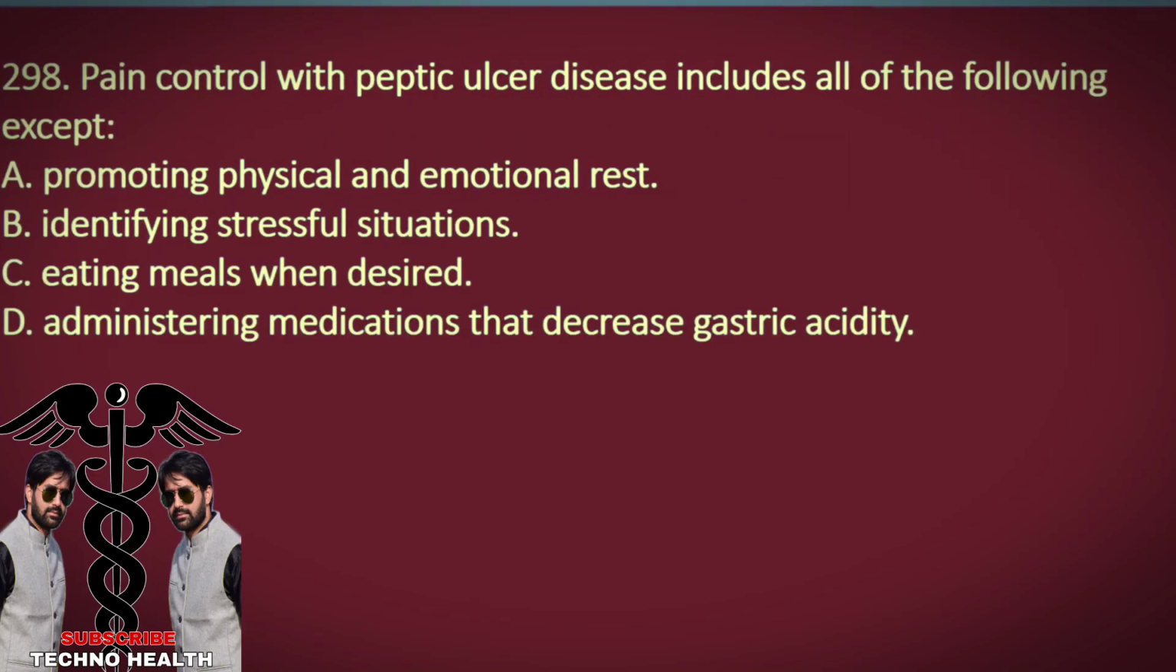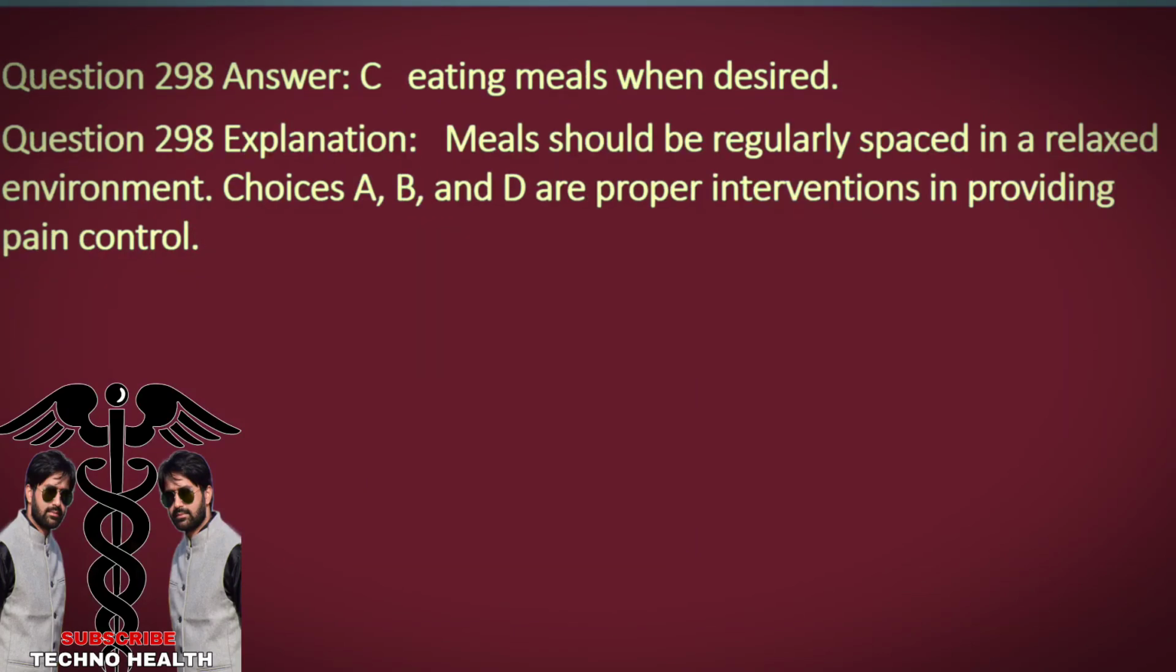Question 298. Pain control with peptic ulcer disease includes all of the following except A. Promoting physical and emotional rest, B. Identifying stressful situations, C. Eating meals when desired, D. Administering medications that decrease gastric acidity. Question 298 Answer, C. Eating meals when desired. Question 298 Explanation. Meals should be regularly spaced in a relaxed environment. Choices A, B, and D are proper interventions in providing pain control.